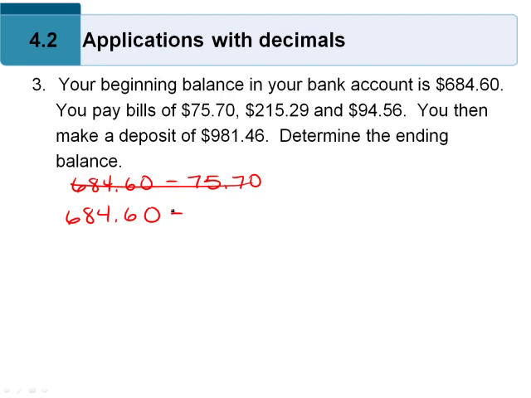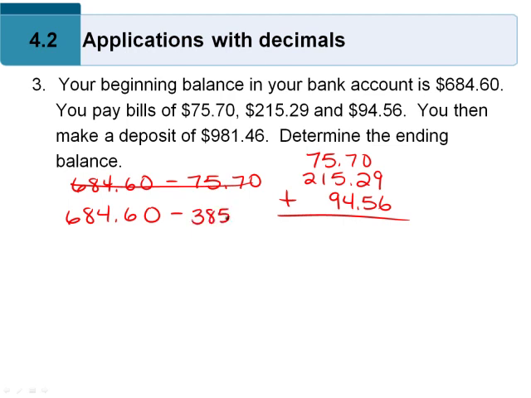So I'm going to add $75.70, $215.29, and $94.56. I think that's easier to do that addition first. Of course, it doesn't really matter, you're using a calculator, but still, it's just less places you can screw up. So the total of the bills is $385.55.